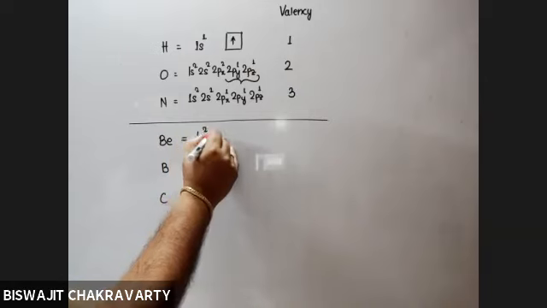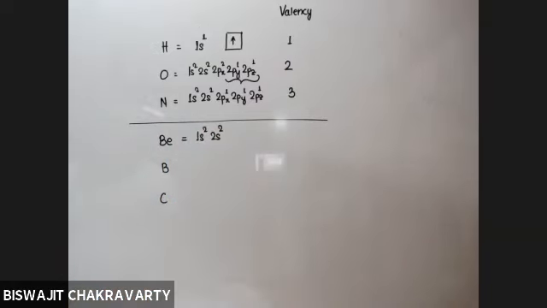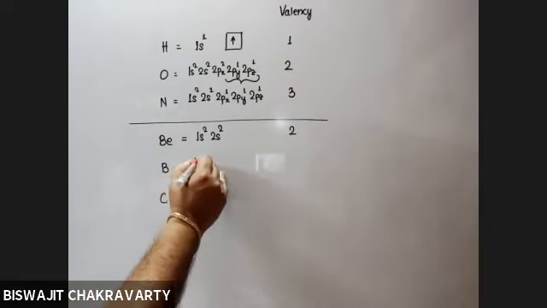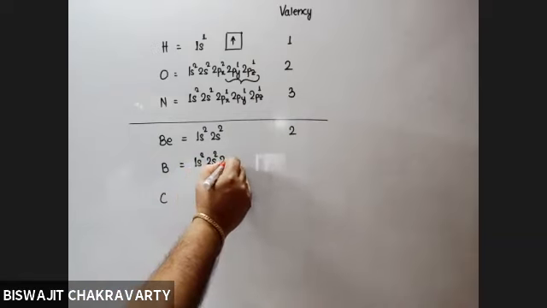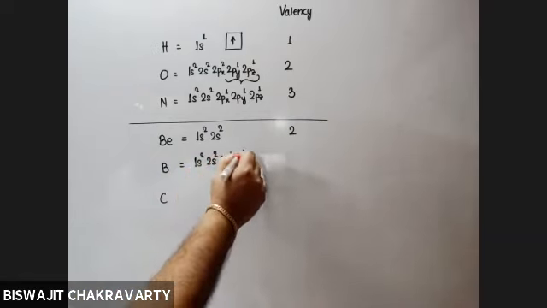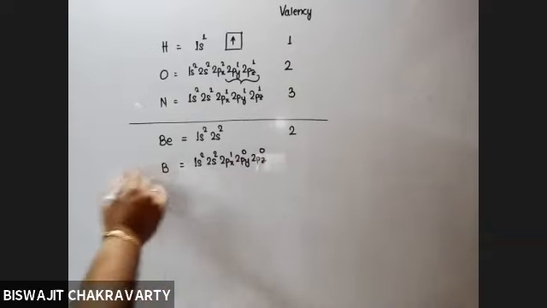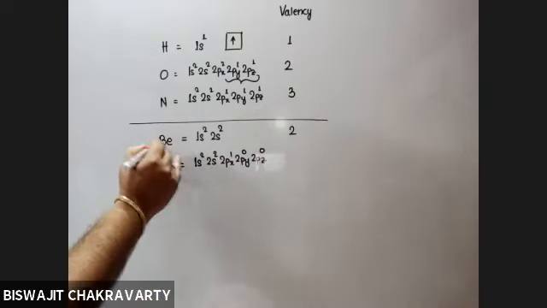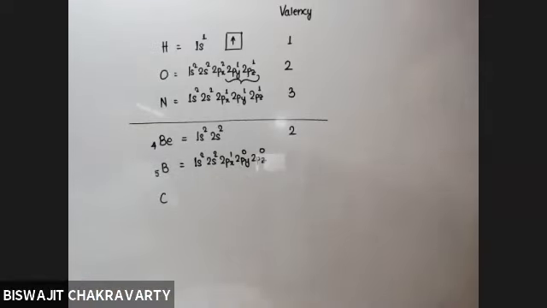Beryllium has electronic configuration of 1s2, 2s2. How many unpaired electrons do you find in beryllium? 0. So accordingly, valency should be 0. But beryllium shows valency of 2. Boron: 1s2, 2s2, 2px1, 2py0, 2pz0, because its atomic number is 5. As you can see, there is only one unpaired electron and valency of boron should be 1. But in fact, boron is found to show trivalency.